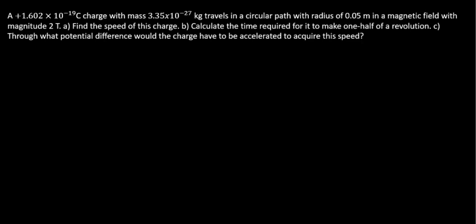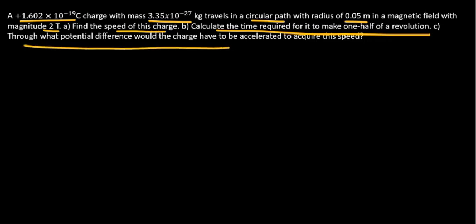Problem 2. A charge of 1.602 times 10 to the power minus 19 coulomb with mass 3.35 times 10 to the power minus 27 kg travels in a circular path with radius 0.05 meter in a magnetic field with magnitude 2 Tesla. Find the speed of this charge, calculate the time required for it to make 1/2 of a revolution, and through what potential difference would the charge have to be accelerated to acquire this speed.